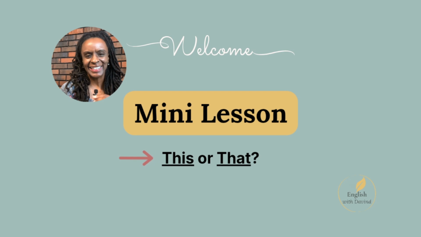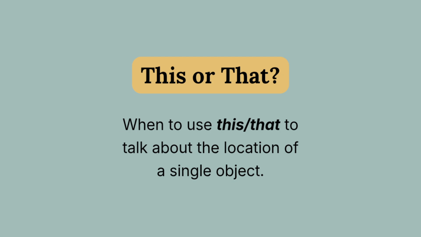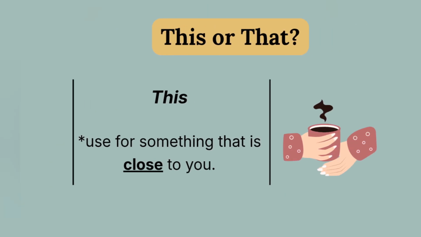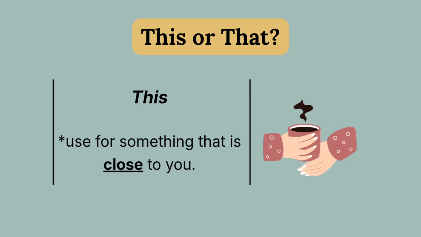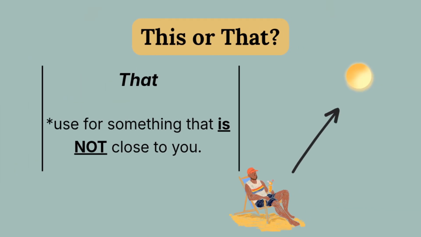Today is a mini lesson. We will learn when to use this or that. We use this or that to talk about the location of a single object. We use this for something that is close to us. This is my coffee. We use that for something that is not close to us or something that is far.